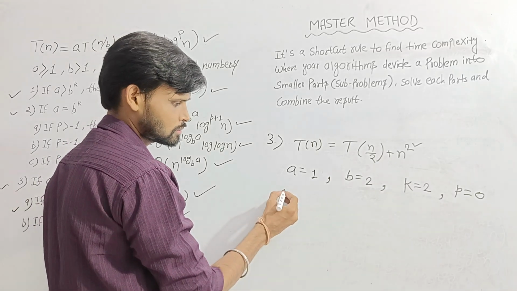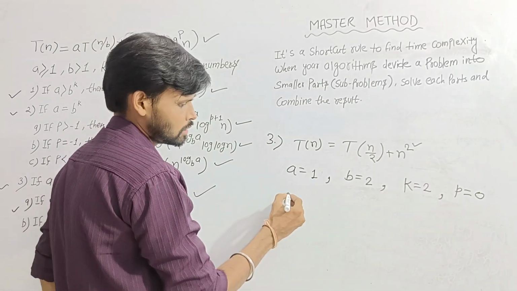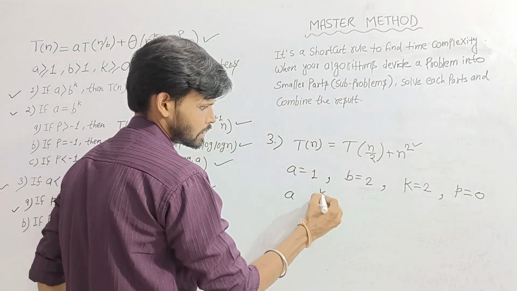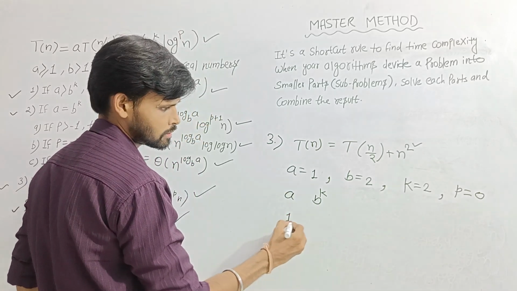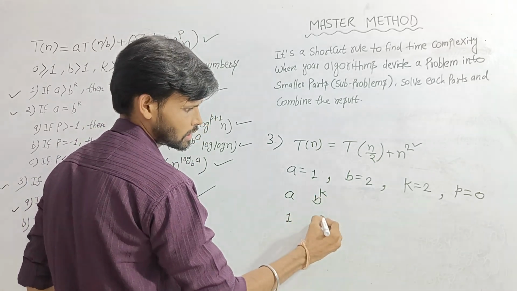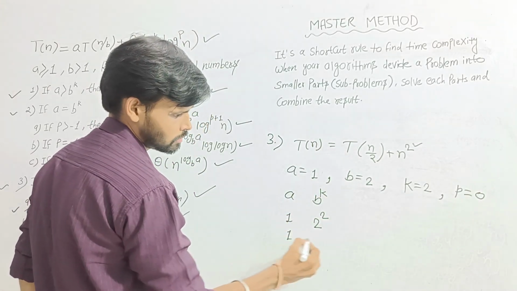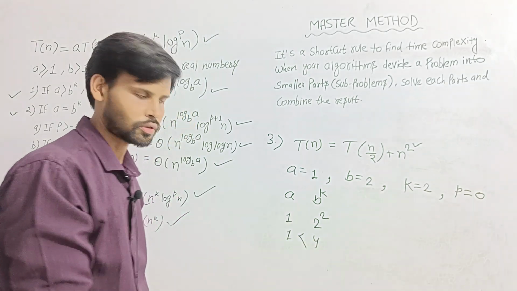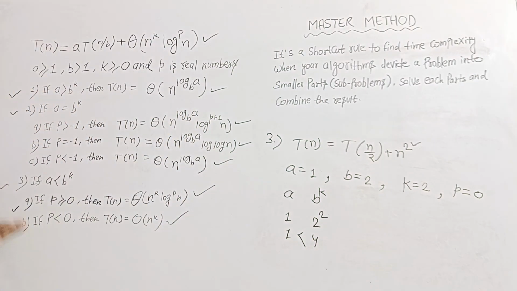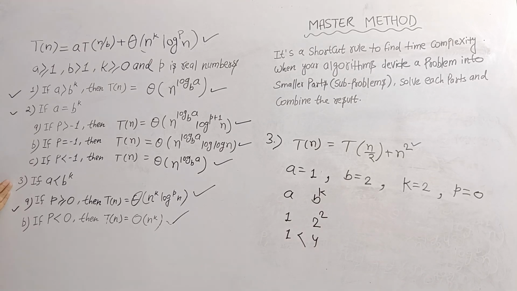Another thing, second thing, we can say the relation between a and b power k. What is the value of a? That is 1. What is b? 2. What is k? 2. So 1 is less than 4. Which case will be applicable? Case 3, a less than b power k.